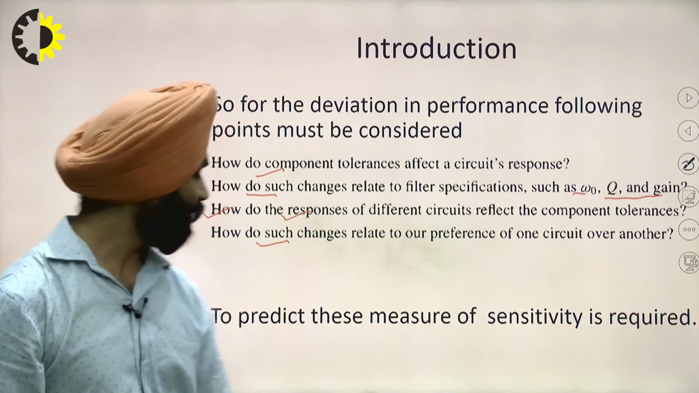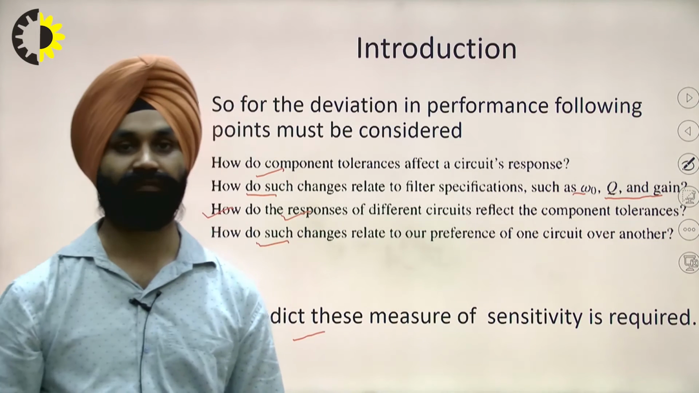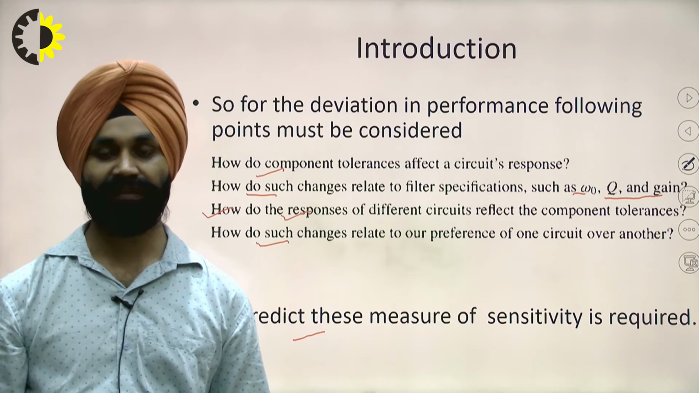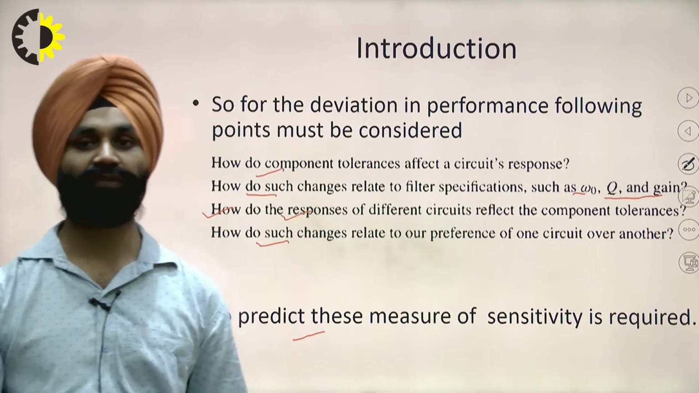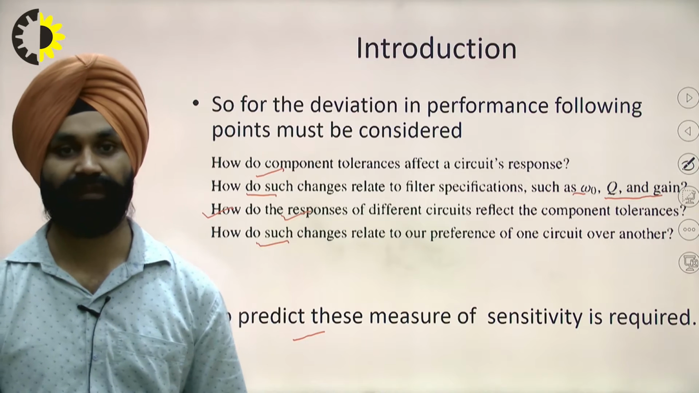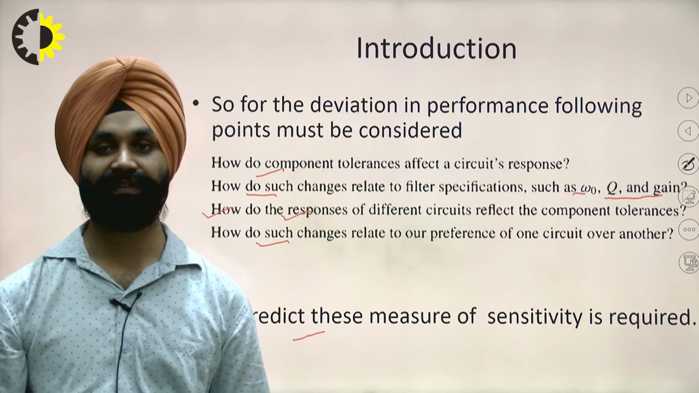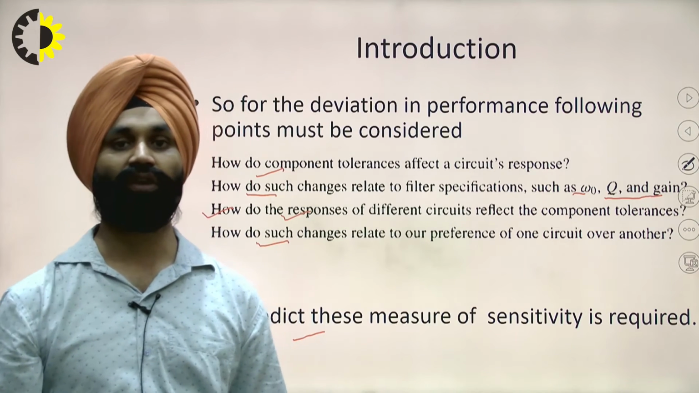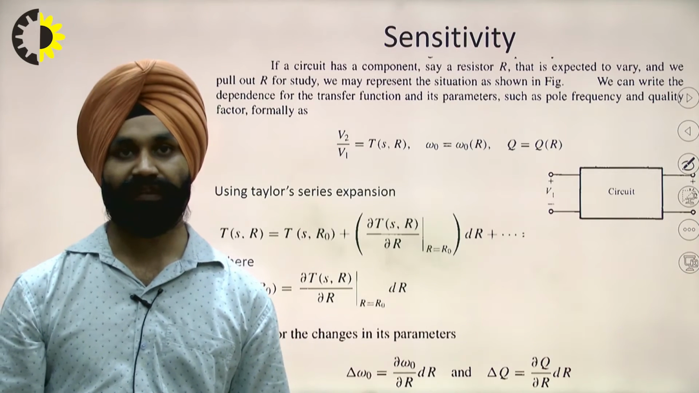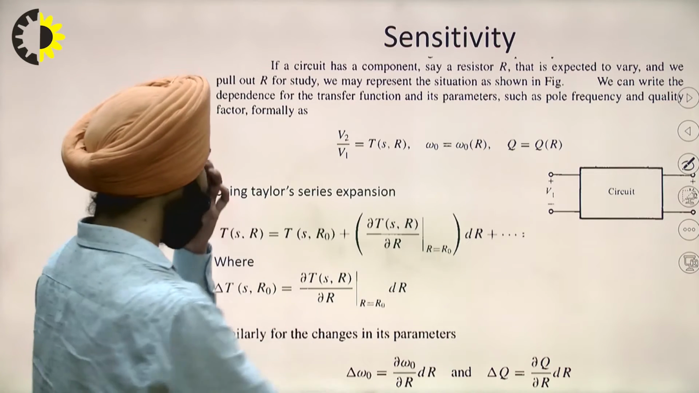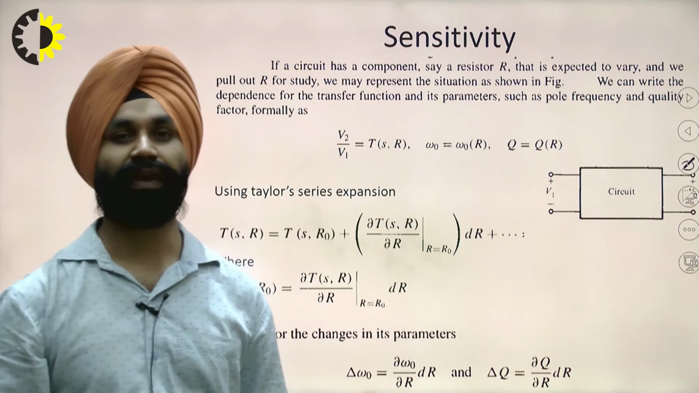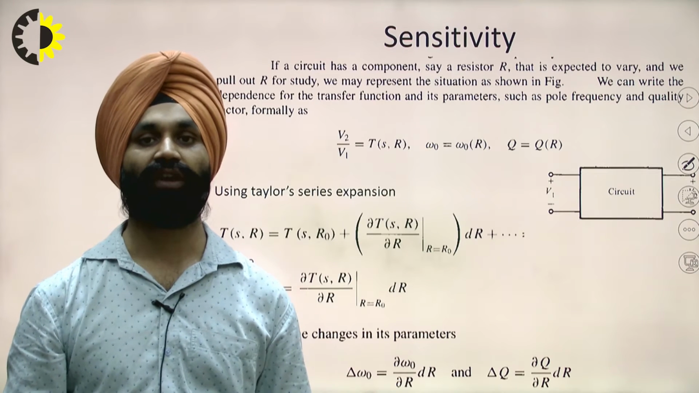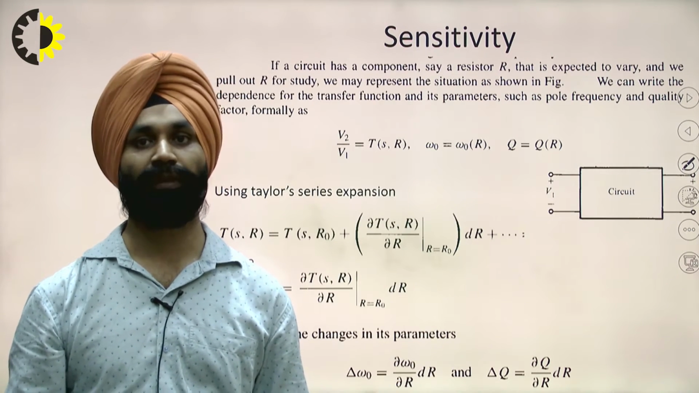So we need to predict these measures of sensitivity, so that we can predict the measure of these components, which is sensitivity. So we have to predict the sensitivity to answer all these questions. So what is sensitivity? Let's suppose we have a circuit given by this equation. This circuit can be any filter or any circuit which is required for analog signal processing. Let's suppose this is a low pass, high pass or band pass filter.